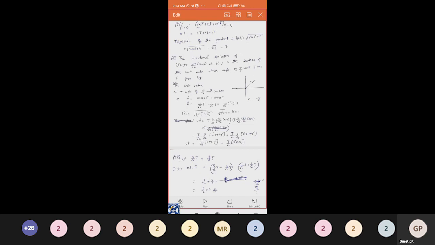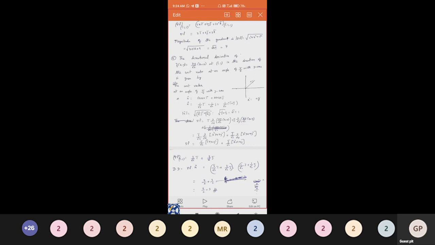Now let us find the directional derivative. What is the formula for the directional derivative? It is given by del f dot n cap. Del f is given by i vector dou by dou x of f, where f is xy by root 2 into (x plus y), plus j vector dou by dou y of f. So it is a two-dimensional vector, so we have only i and j.